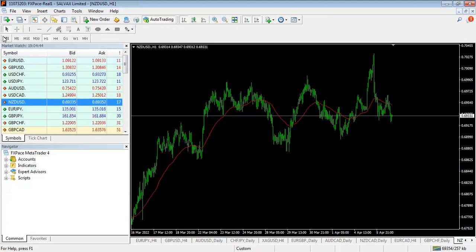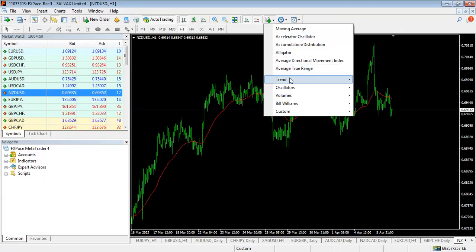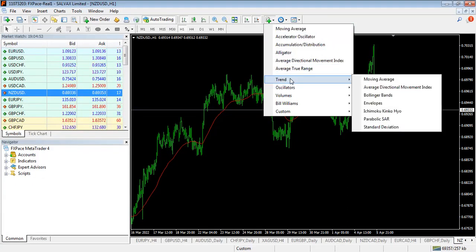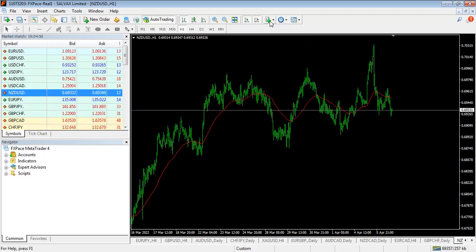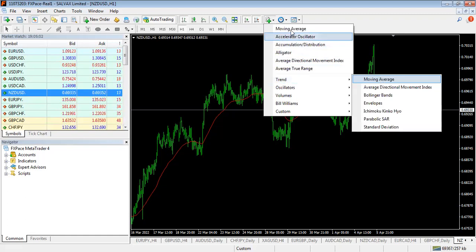If you click on this tool, you can see moving average. You can still see trend here. So that's one of the ways, the second way of loading your indicator. Click on this tool, click on trend, click on moving average. But because we've loaded it already, that's why it's here.